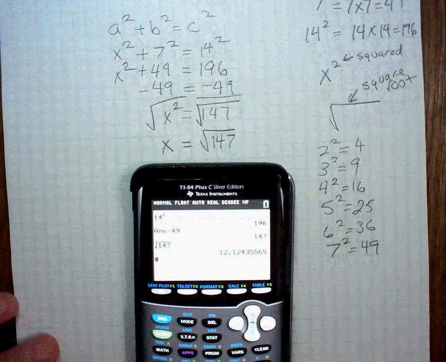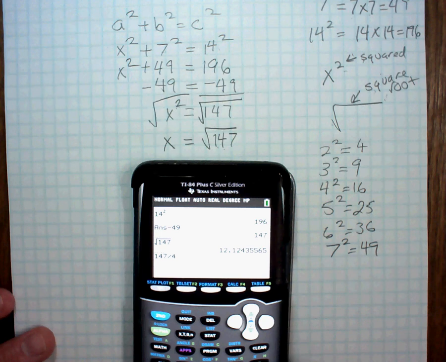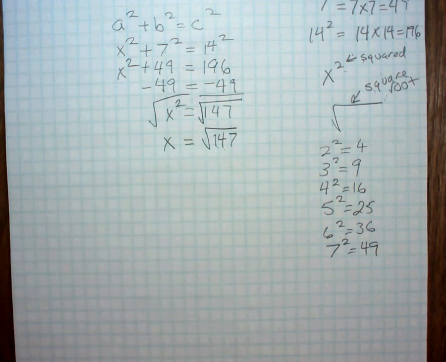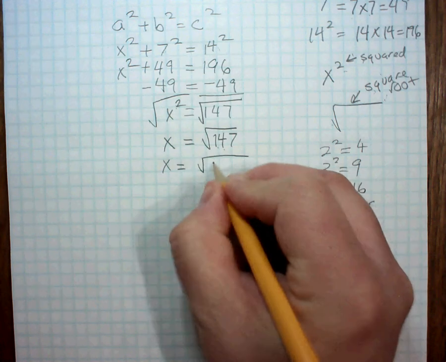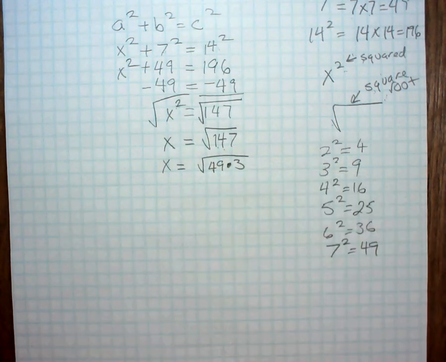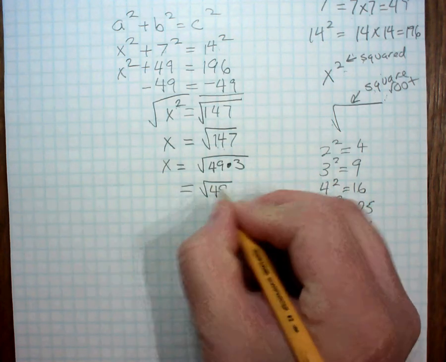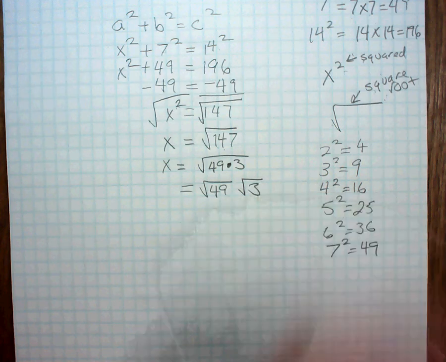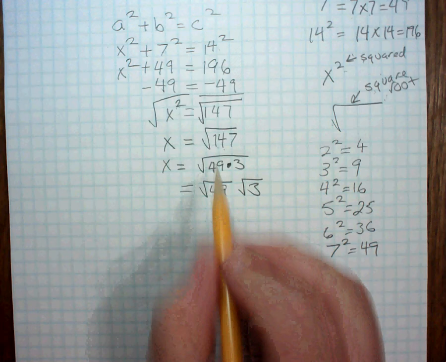So if I take 147 and divide it by 49, I think it goes into it 3 times. So what I'm going to do is I'm going to think of this as x equals the square root of 49 times 3. Now, one of the properties of square roots is I can actually separate that: the square root of 49 times the square root of 3. These two lines mean the same thing.